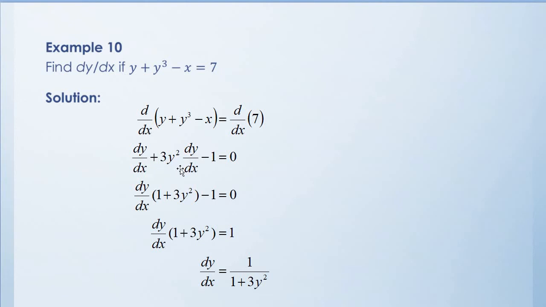So then we take out all the dy/dx, we'll have dy/dx times (1 plus 3y squared) minus 1 equal to 0, then dy/dx equal to 1 over (1 plus 3y squared).